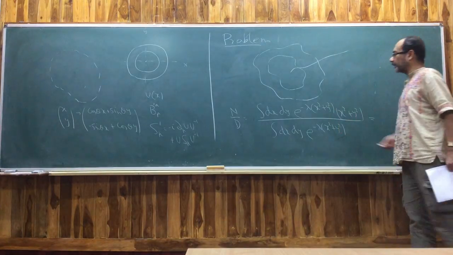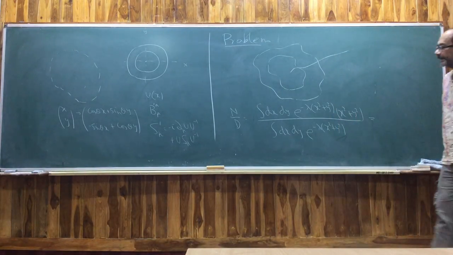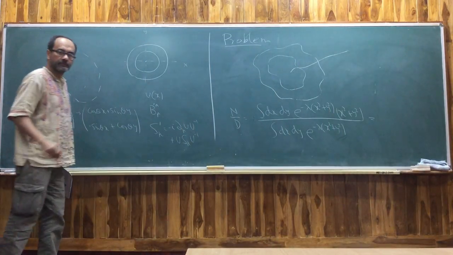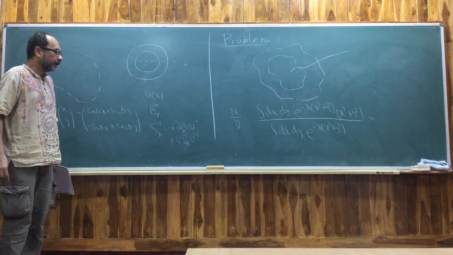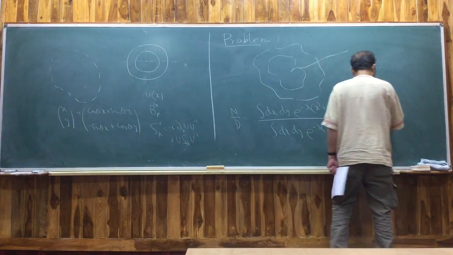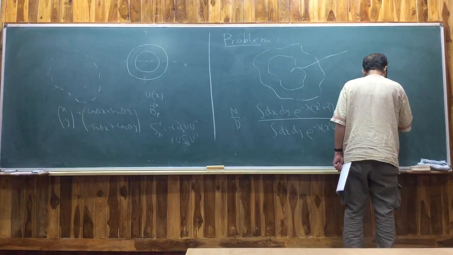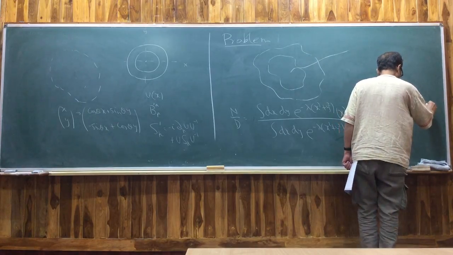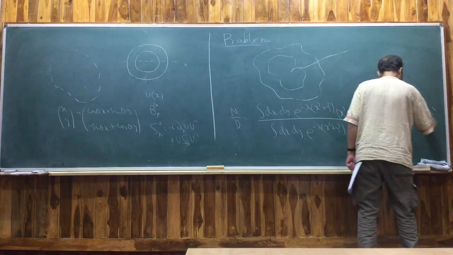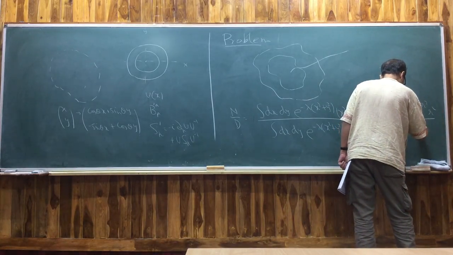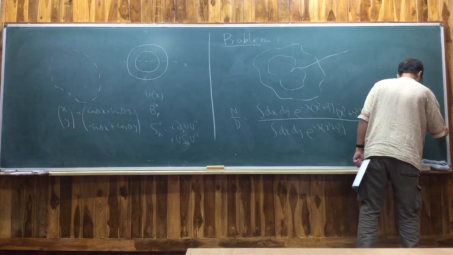Now, this of course can be calculated easily. The gauge orbits here are just circles as I have drawn here. One way to do this is to change variables. If you change variables to r and theta, it becomes the integral r dr d theta e to the minus lambda r squared times r squared, over the integral r dr d theta e to the minus lambda r squared.